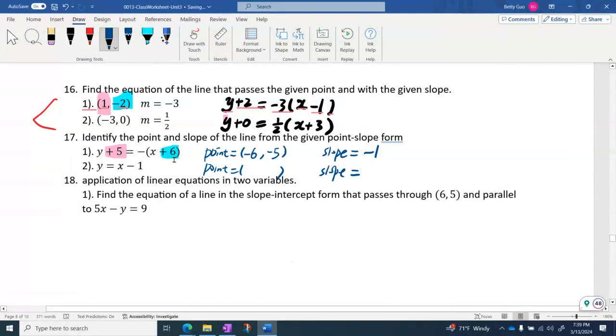Again, you start from the blue, and then you go to the pink. Blue is on the right side. X value is on the right side. Y value is on the left side.